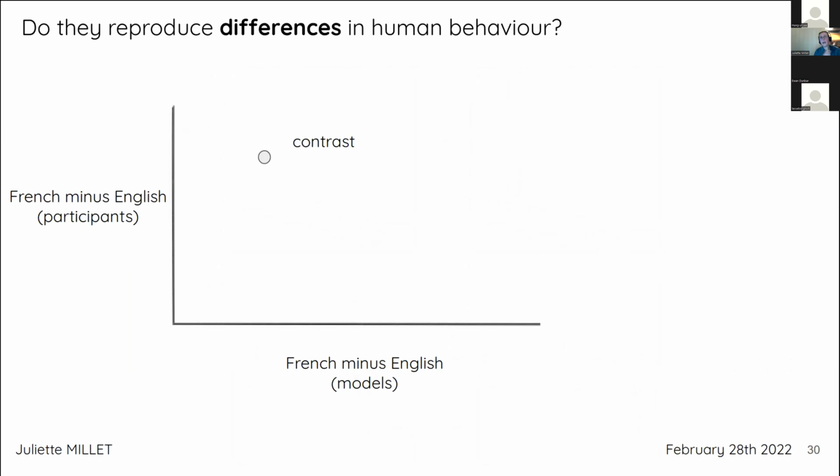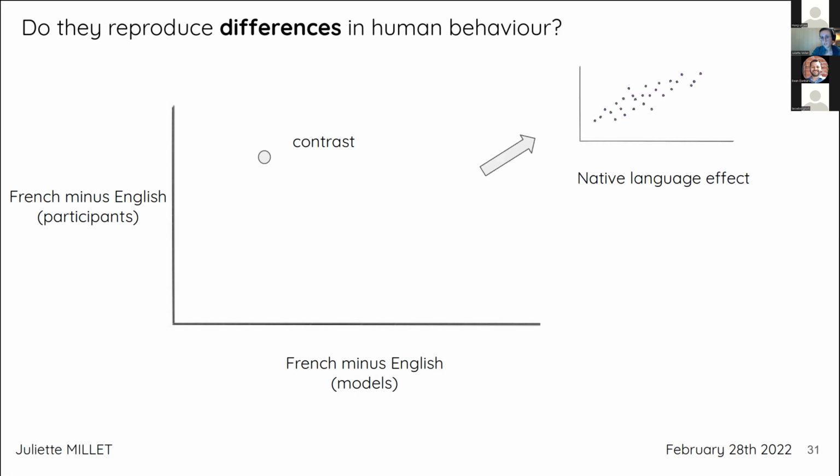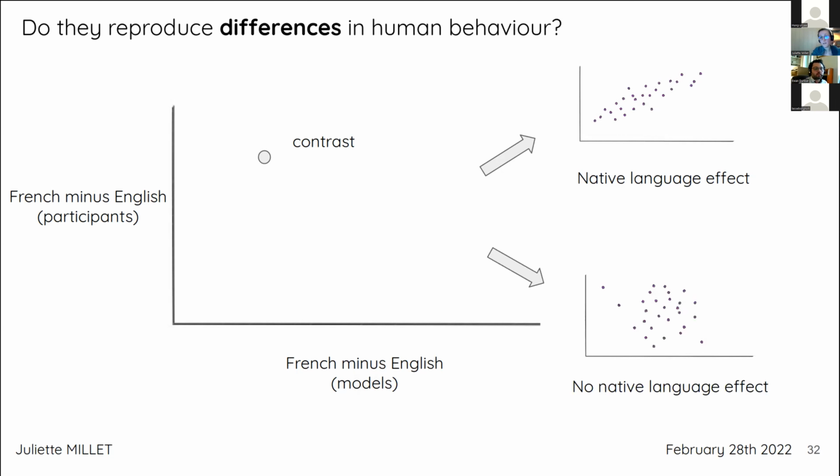Okay, so the second question we had was, can models reproduce differences in human discrimination behavior? So can they predict the difference in discrimination behavior between two language groups? In order to evaluate that, we're going to average the results for the models and for the humans at the contrast level. Then we're going to compute the difference between French and English for the participants and French and English for the models, and plot the result for each contrast. This is what's represented on the screen. Once we've plotted all the contrasts, if there is a correlation, it means that the model managed to capture some kind of native language effect. It can predict the difference in behavior between the French and the English group. But if there's no correlation, it means that there's no native language effect.